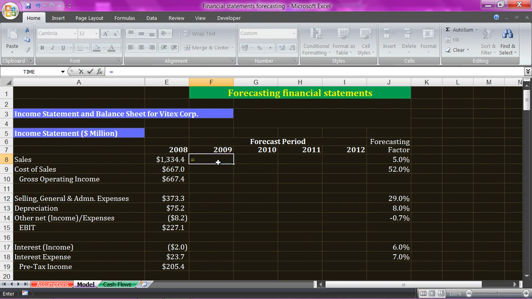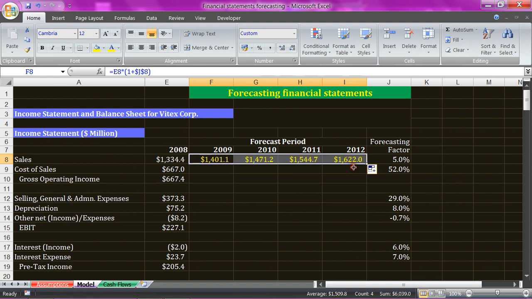So this is equal to 2008 sales multiplied by 1 plus forecasting factor, and we need to freeze it. If you want to drag it, then you have to freeze it. Otherwise the answer will deviate from the exact answer. Okay, 1401, and we have to drag till 2012.